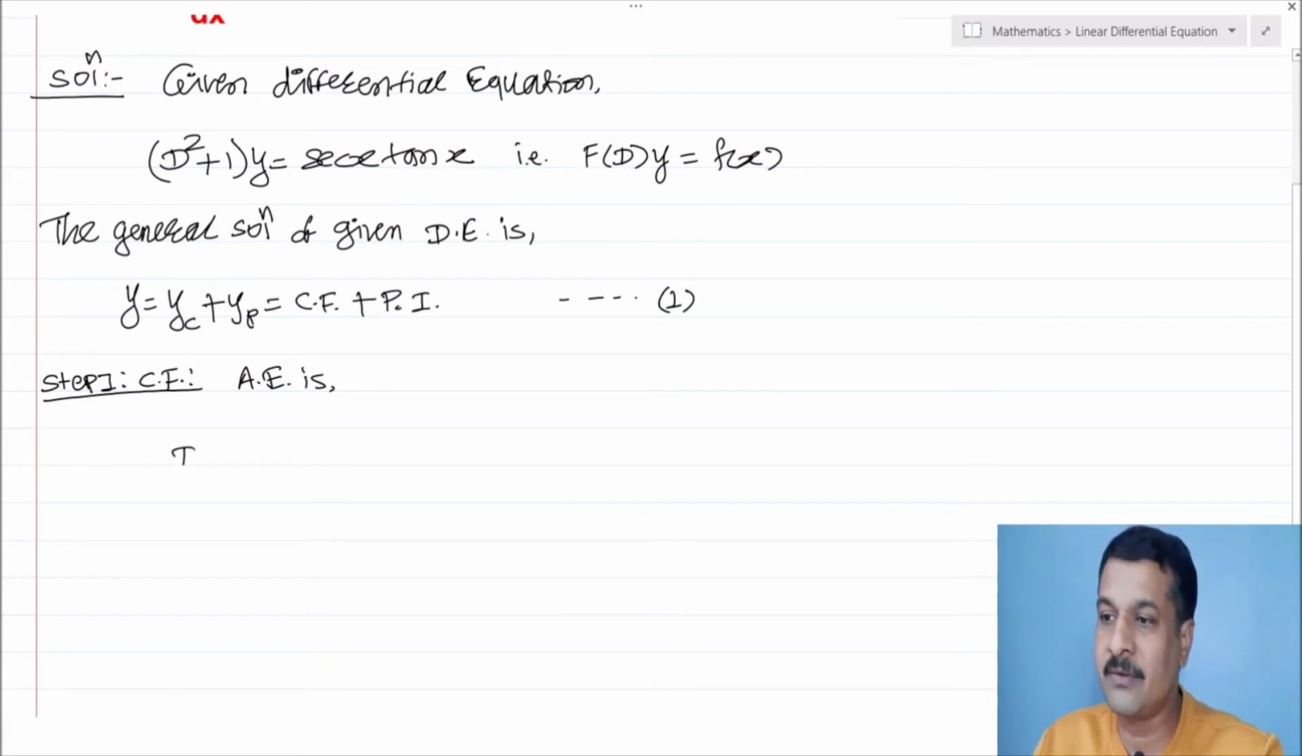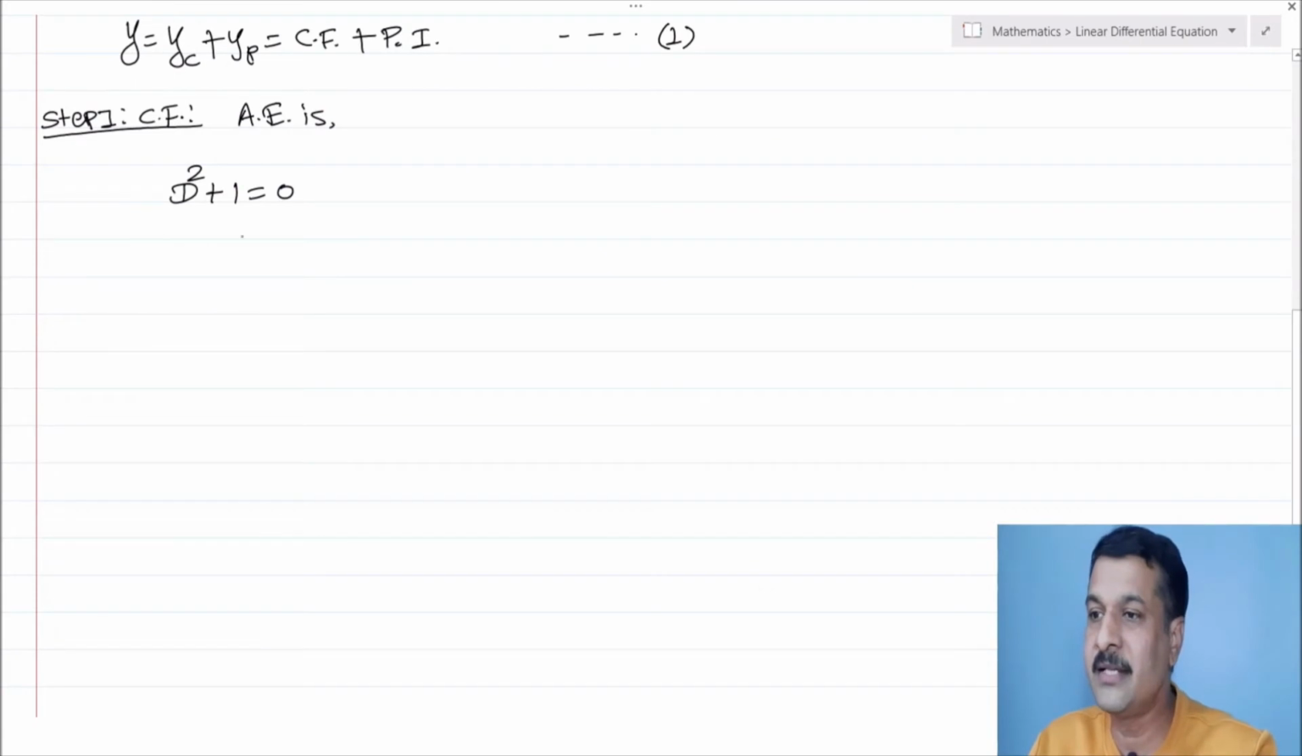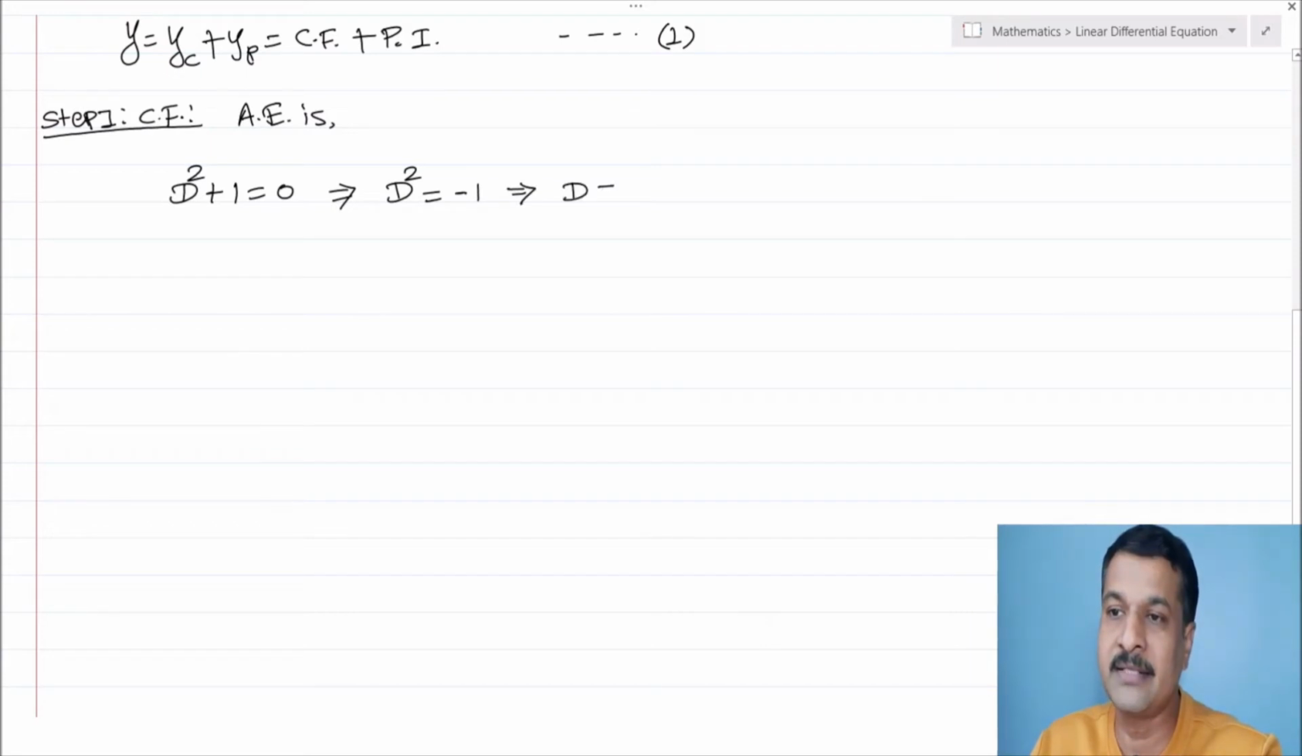So d square plus 1 equal to 0, and find the roots of this equation. This implies that d square equal to minus 1, and this implies d equal to plus minus under root of minus 1. So d equal to plus minus under root of minus, that is i, and under root of 1 it is 1.